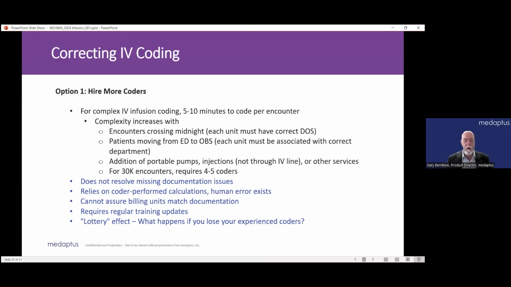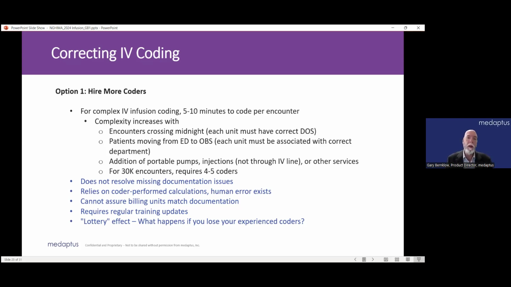So there's a couple of options that you can do for correcting your IV coding. You can hire more coders, right? As I talked about earlier, that one organization that had 30,000 encounters per year had 12 coders. If you think about the number that they're doing a day, that's a very high number of coders performing a very low number of coding situations, right? If you're doing that, remember that depending on how your hospital or your workflow is set up, that complexity is going to increase even more for things like crossing midnight, right?